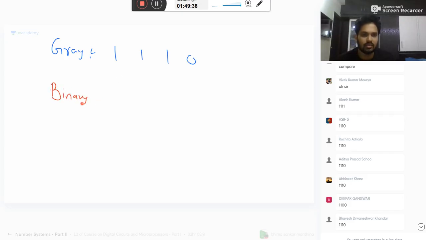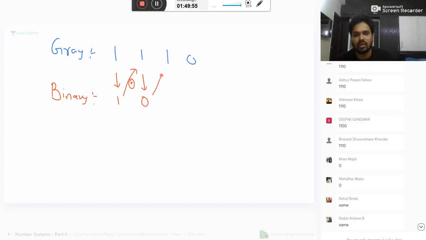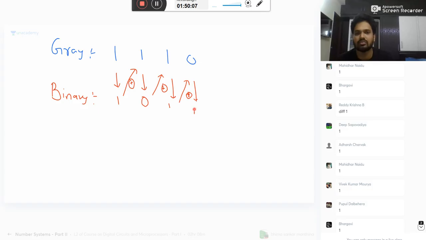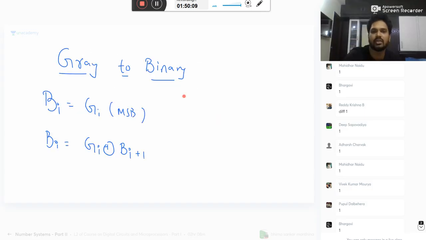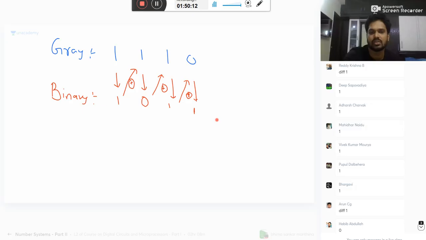Binary: first number take as it is. Now you take these two and apply XOR. One XOR one. Both are same or different? Same, so 0. Here both are same or different? Different, so 1. Both are same or different? Different. If it is different, you will be getting 1. So you got back the same answer, right? So this is gray and binary conversion.